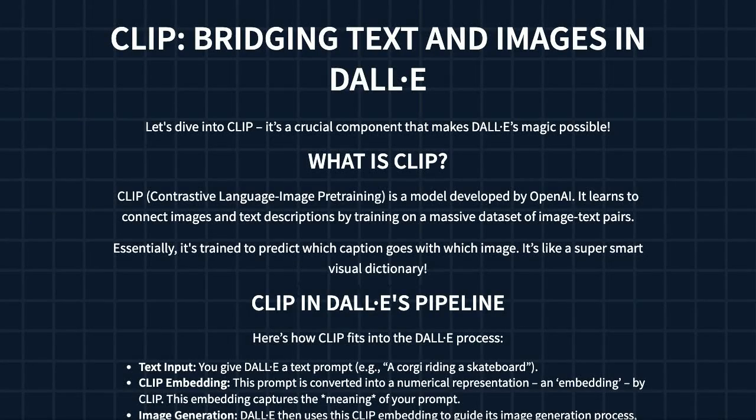Okay, let's talk about CLIP. It's a really clever piece of the puzzle in how DALL-E creates images. Think of CLIP as a translator between words and pictures. It's trained on a huge number of images paired with their descriptions, so it's learned to understand what things look like when they are described in text. When you give DALL-E a prompt, like a corgi riding a skateboard, CLIP turns that into a numerical code, an embedding representing the meaning of your request. Then, DALL-E uses this code as a guide to generate an image that matches that meaning. It's really cool how it allows DALL-E to get what you're trying to visualize.